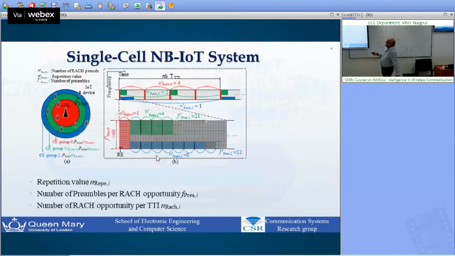No, this is just an example, because the random access opportunity varies. If the channel condition is very bad in this blue region, the random access opportunity will increase. So these 9 parameters should change dynamically.